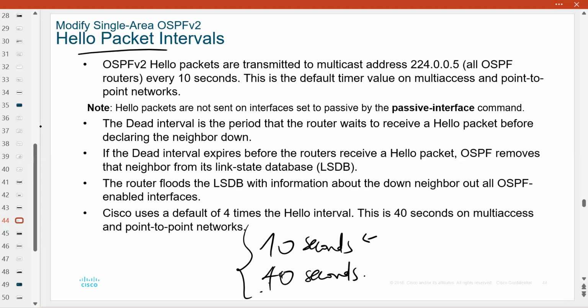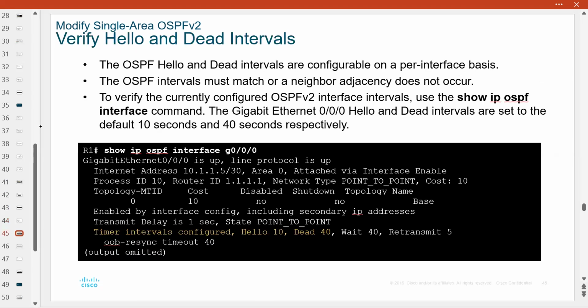All right. Questions which typically come. I think I've seen this question a lot. If the hello interval is 10 seconds, what will be the dead interval? 10 times 4. If it is 15 seconds, what will be the dead interval? 60 seconds. 4 times the hello interval. Cheap questions, I think.